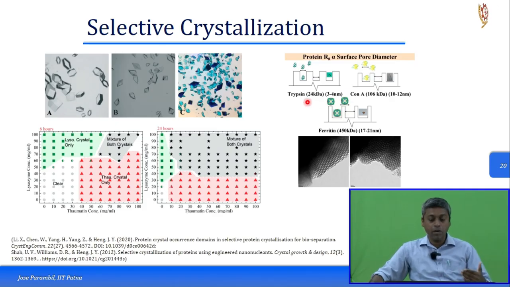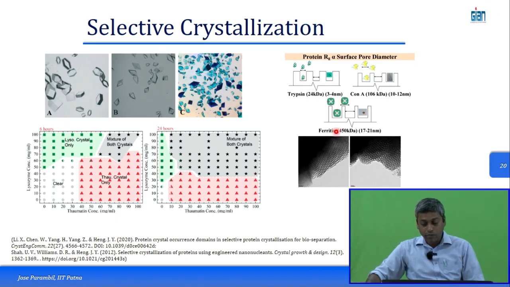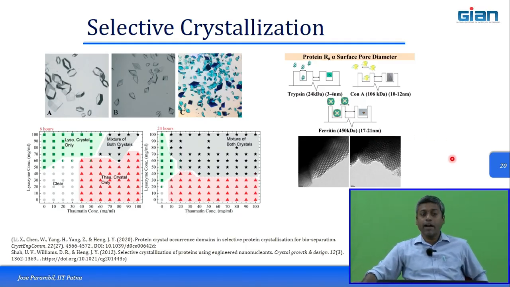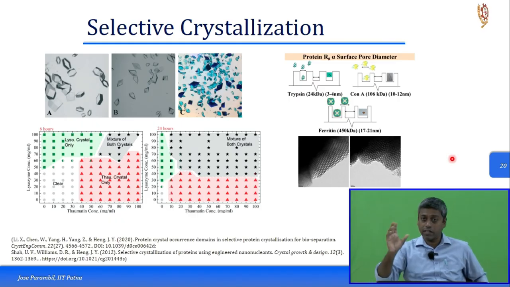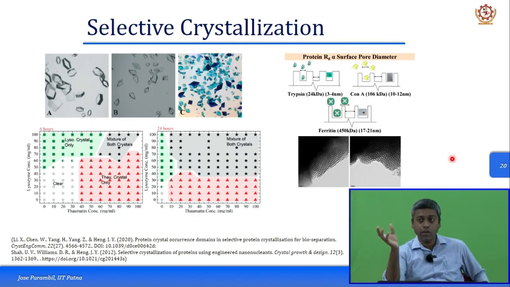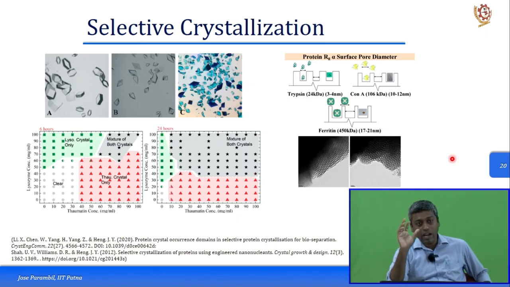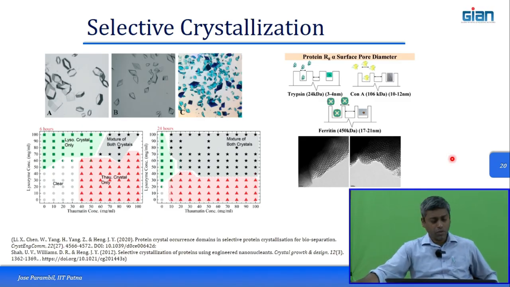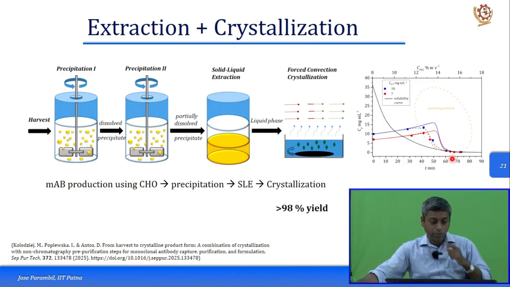So trypsin, for example, nucleates if you have pores in the range of 3 to 4 nanometers, whereas ferritin, which is a larger protein, nucleates at larger pore sizes. So these are again correlated back to the radius of gyration of the actual protein molecules. If you have an idea of how big the protein is, maybe you can design templates which can specifically crystallize only those particular proteins, based on the size of the heterogeneous templates that you use. So there are many selective methods which can be adopted.